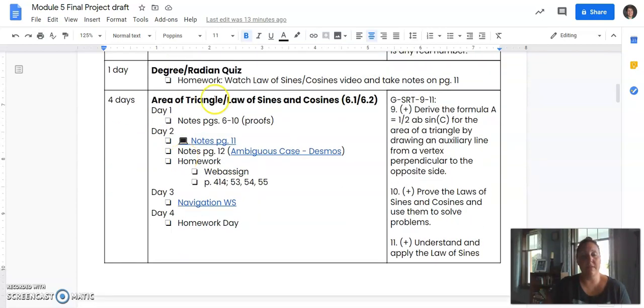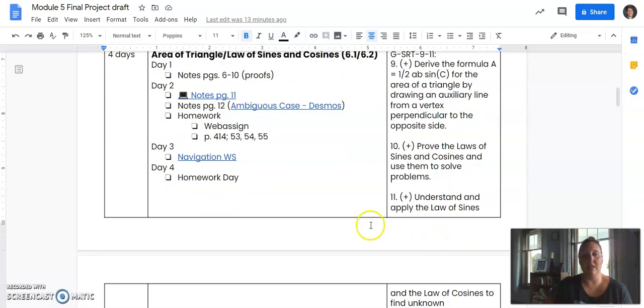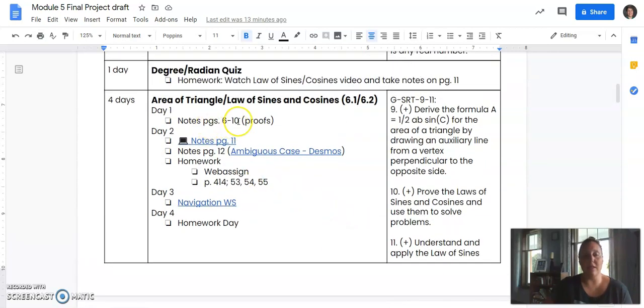The last section of this unit is kind of hefty, and we spend quite a bit of time on it. According to our standards, they have to be able to prove these two things, law of sines and cosines and area of a triangle, and then they also have to be able to understand and apply law of sines and cosines. So the first section in the notes page is an activity that prompts them through the proof. So they're working together in groups and doing that.